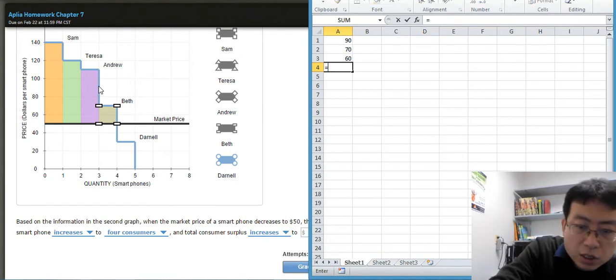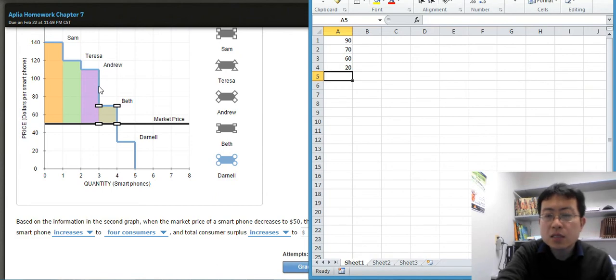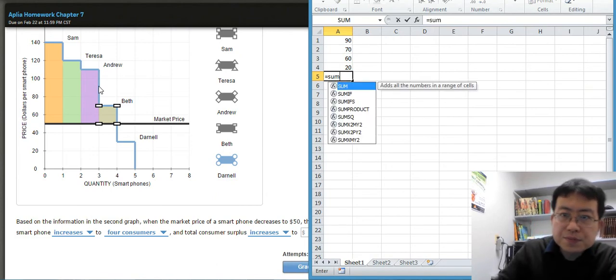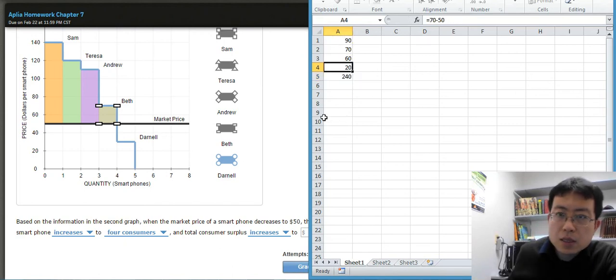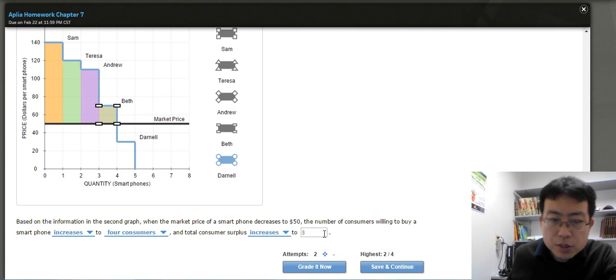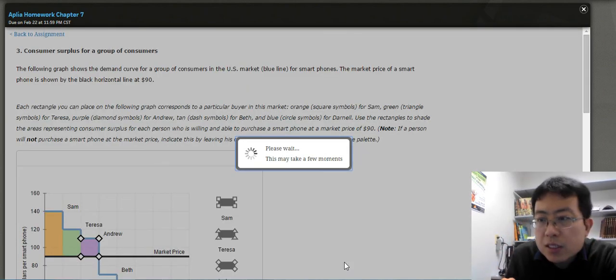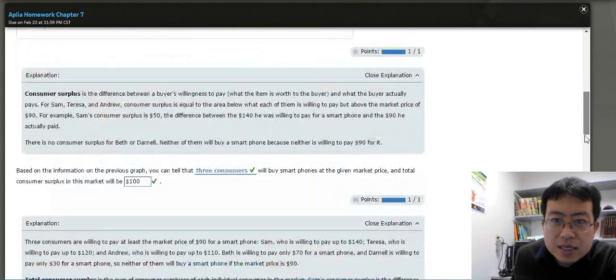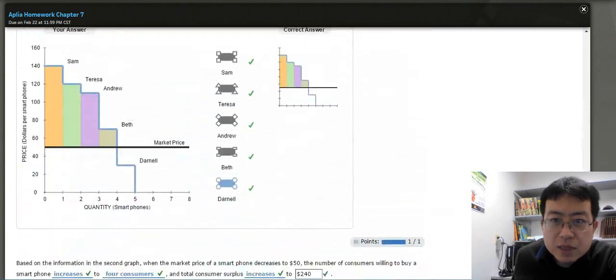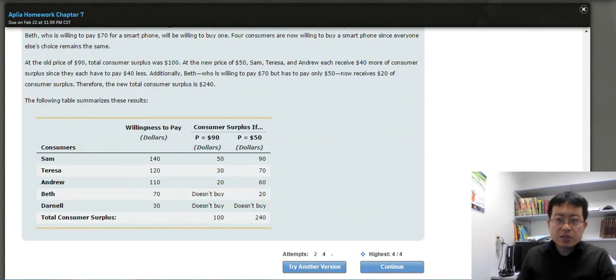And then for Beth, her maximum price to pay is $70, and the price is $50. Therefore the consumer surplus for the last one is $20. So your total consumer surplus, let's add them all up: 240. Okay, so it increased to 240. Let's grade it now. Cross our fingers, hope everything's right. Check. And check. Okay, everything's good.